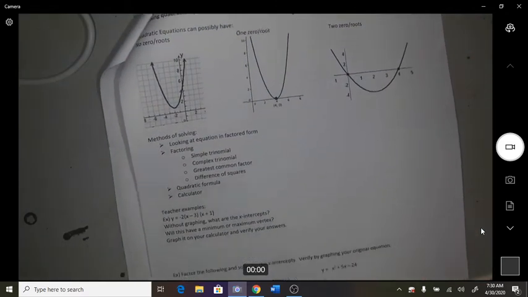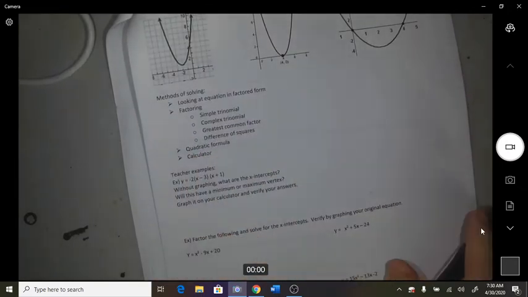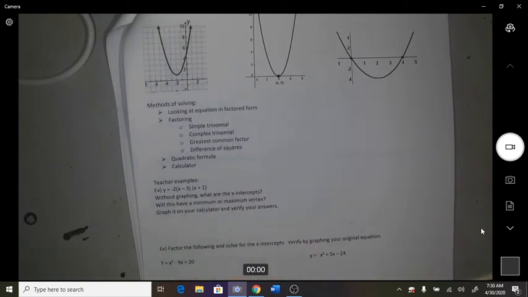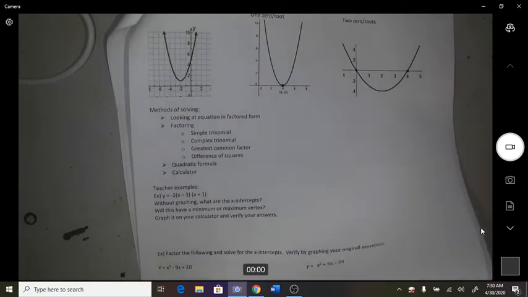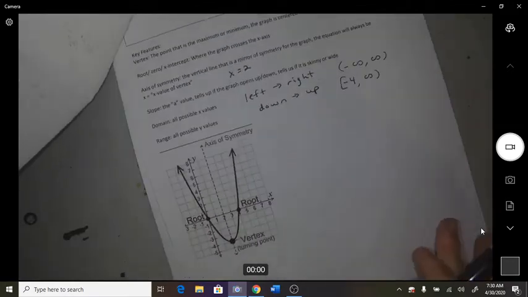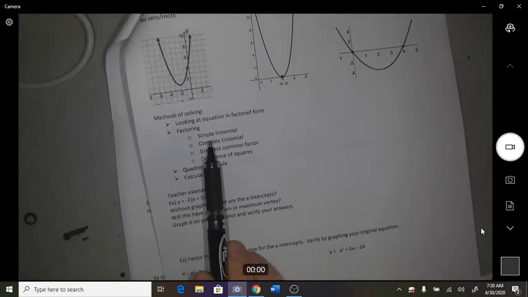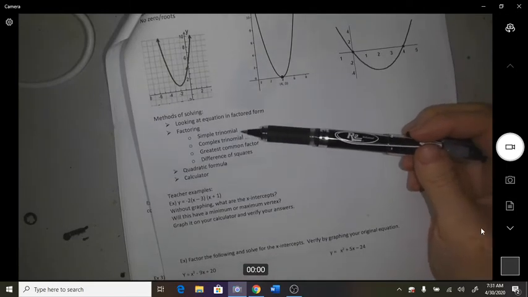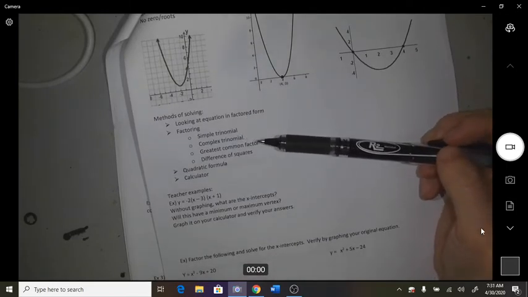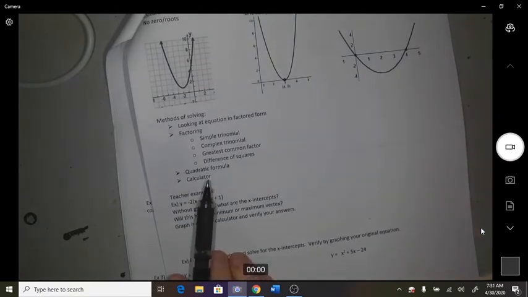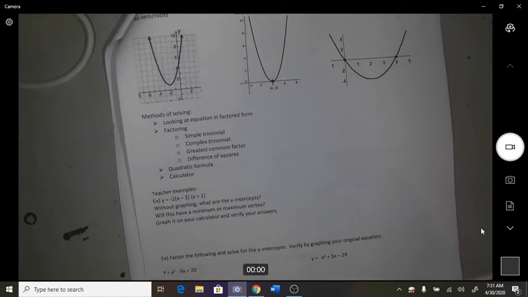Okay, so here are the different methods we're going to look at. Factoring. Okay, in factored form, we can understand. A couple lessons ago when we talked about the basics, right here, that was our factored form. So that will give us the roots. Factoring, the process of factoring. So in grade 10, you've learned some of this: simple trinomials, complex or hard trinomials, greatest common factor, GCF, and difference of squares. We're going to learn the quadratic formula, and we're going to use the calculator.